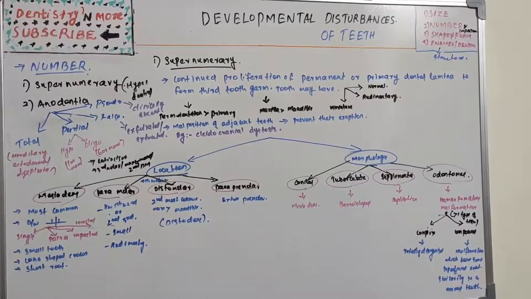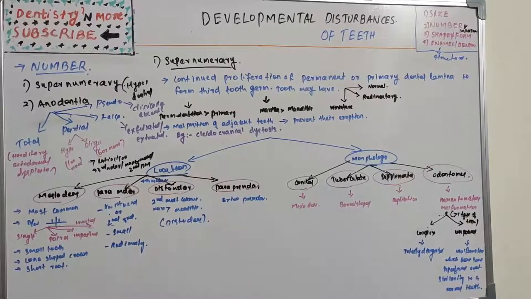It is a common question. One is total anodontia, partial anodontia, false anodontia, and pseudo anodontia. Total is complete loss. Partial could be hypo or oligo. False could be due to exfoliated or extracted. And pseudo could be clinically absent condition. So most commonly missing are lateral incisor, third molar, and maxillary or mandibular second premolar.